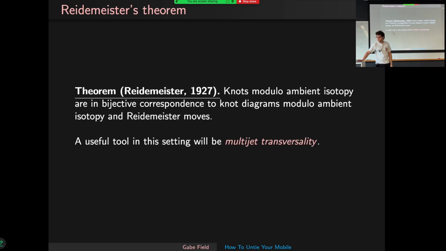All right, so let me remind you, the big theorem is that knots modulo ambient isotopy are the same as knot diagrams modulo isotopy and the Reidemeister moves. The big technique here, and I'm following a note on the arXiv by Holkeflik, is multi-jet transversality. Now, those are some big words. Let me kind of sort of get to them.